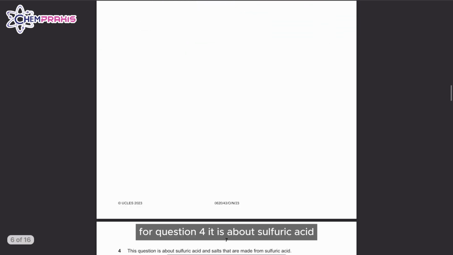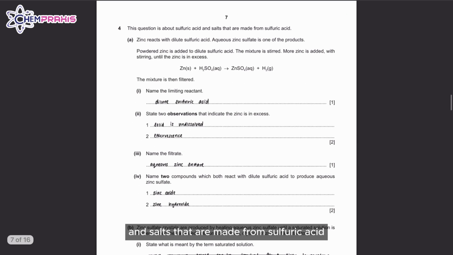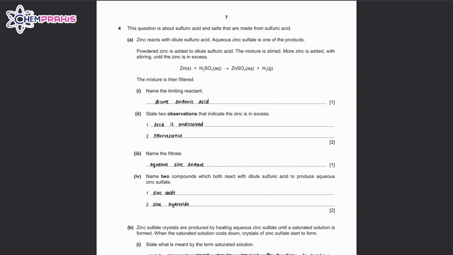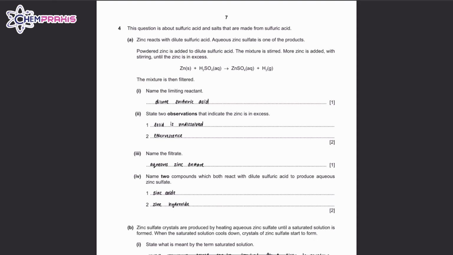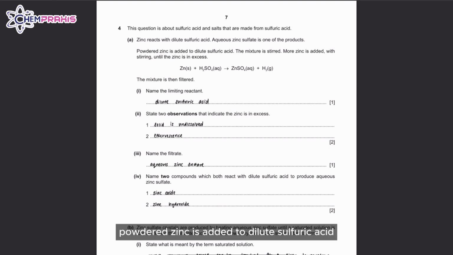For question 4, it is about sulfuric acid and salts that are made from sulfuric acid. Zinc reacts with dilute sulfuric acid. Aqueous zinc sulfate is one of the products. Powdered zinc is added to dilute sulfuric acid and the mixture is stirred. More zinc is added while stirring until the zinc is in excess. The mixture is then filtered.